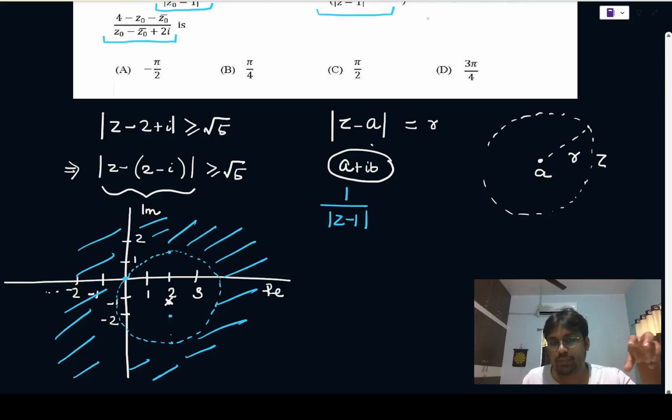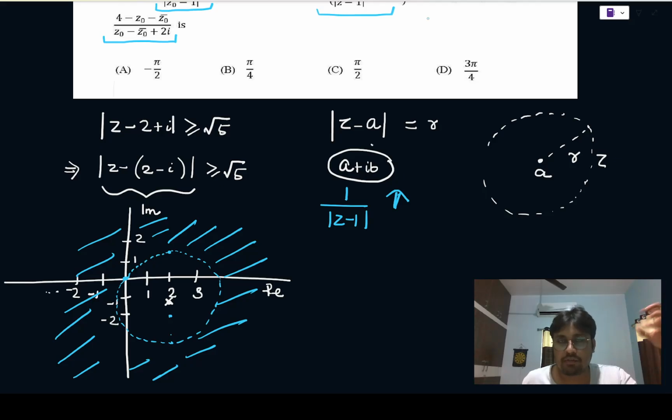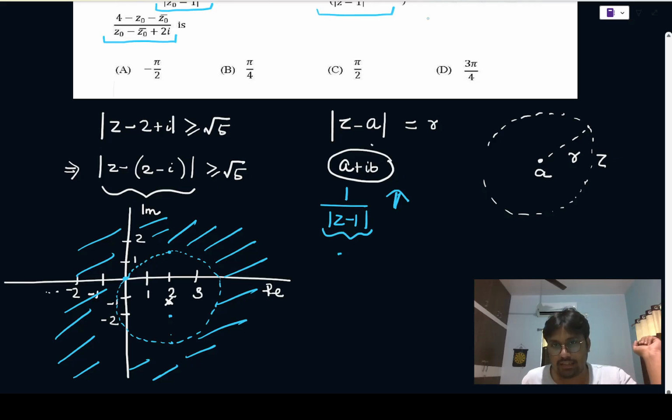If this expression is as high as possible, the denominator should be as low as possible, because the lesser the denominator, the fractional value goes up. So if this expression is more, mod Z minus 1 is less. So the goal is to reduce mod Z minus 1. What is mod Z minus 1? Distance from the point 1, 0.